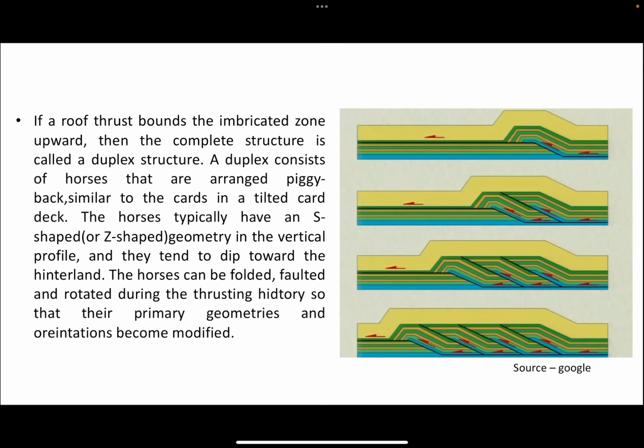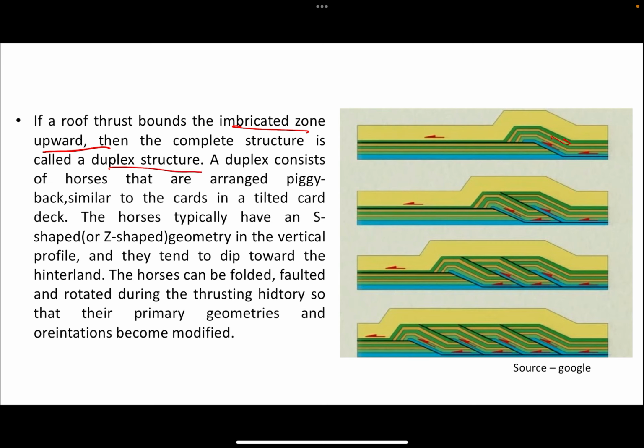Then duplex structure. What is a duplex structure? It is when imbrication happens and a sole or floor thrust and a roof thrust at the top bound the imbricated zone, collectively called a duplex structure. So before we developed a ramp and flat model, we again have a flat, now the sole thrust and floor thrust, sedimentary cover, roof thrust, imbricated zone formed, and the duplex structure is completely formed.